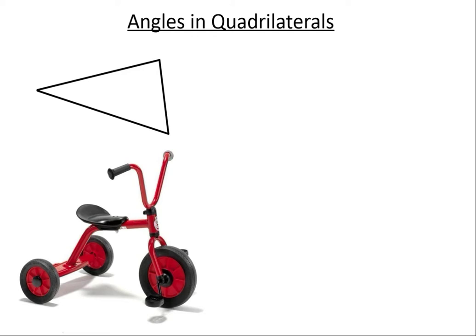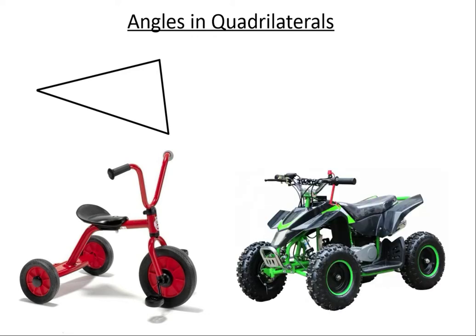Well, when I think about quadrilaterals, I think about quad bikes. Quad bikes have 4 wheels and quadrilaterals have 4 sides. So that's what we're talking about today, the angles in 4-sided shapes.